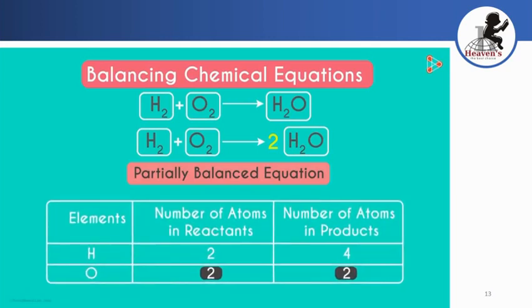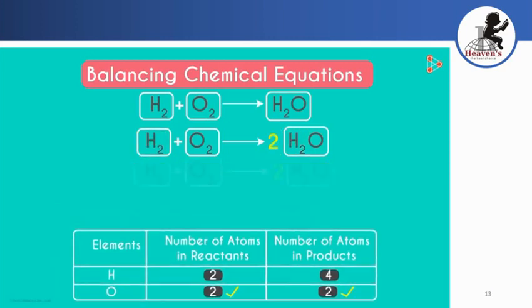Now we have to balance the number of hydrogen atoms on both sides. If you are equating the number of atoms of hydrogen, then it is called a balanced equation. So how is it balanced? Here, on the left hand side we have only 2 hydrogen atoms.